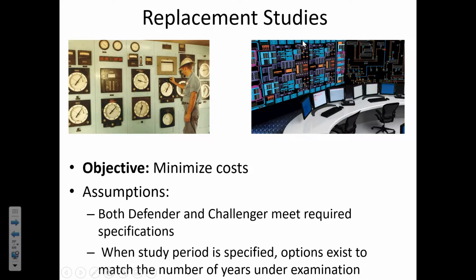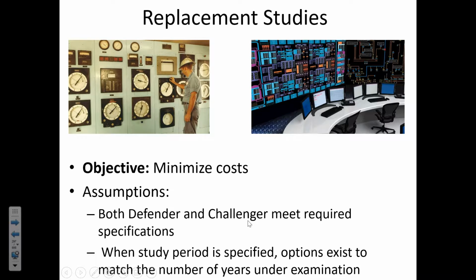So the Defender is the equipment that you already own. And remember that in a case like that, we've already talked about how the first cost is the current market value of the equipment. Because if you choose to keep some equipment that you already own, what you're foregoing is the opportunity to sell it to someone else. And so you could have, if you didn't keep it, gotten the market value for that equipment. Whereas the first cost for the Challenger is its initial purchase price.